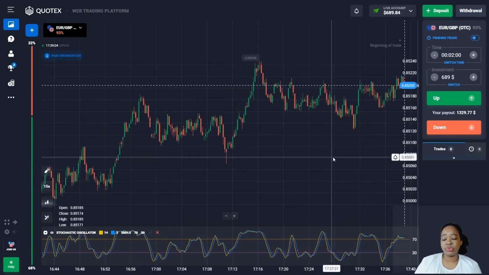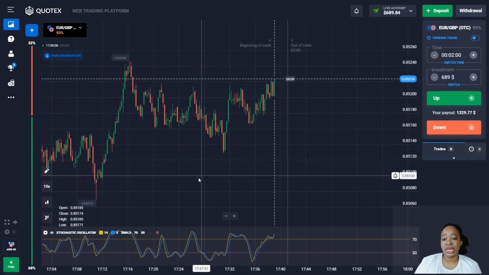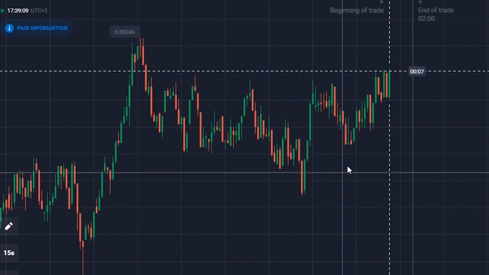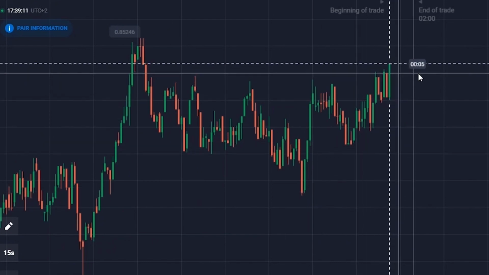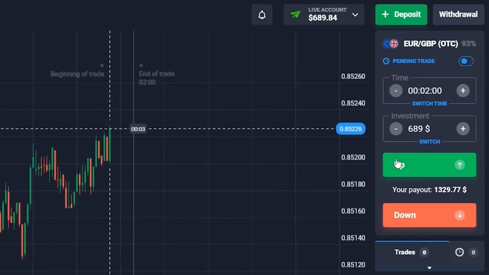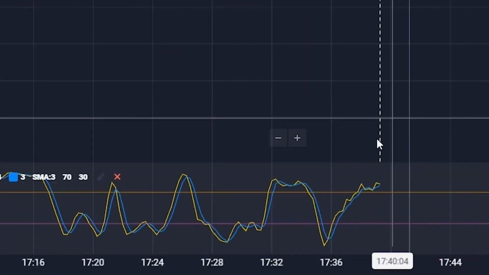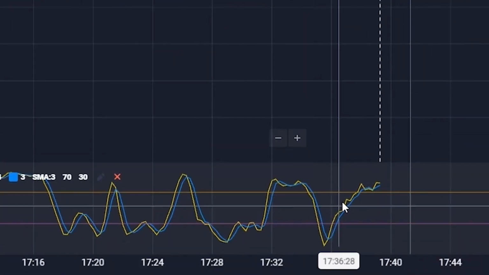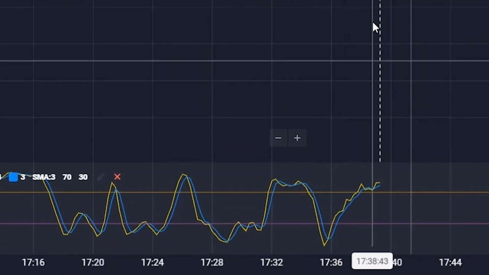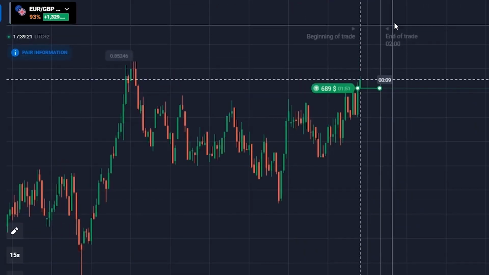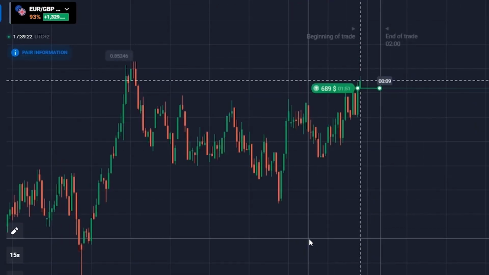Here we have a price moving in an uptrend, and as you can see, the price has made a pullback and continues to go up. In such a situation, I'm going to open a deal for 2 minutes on the upside, because on the indicator, both lines have crossed the level 70 and the yellow line is located on top. That is, the indicator makes it clear that the price has a potential for a growth here.